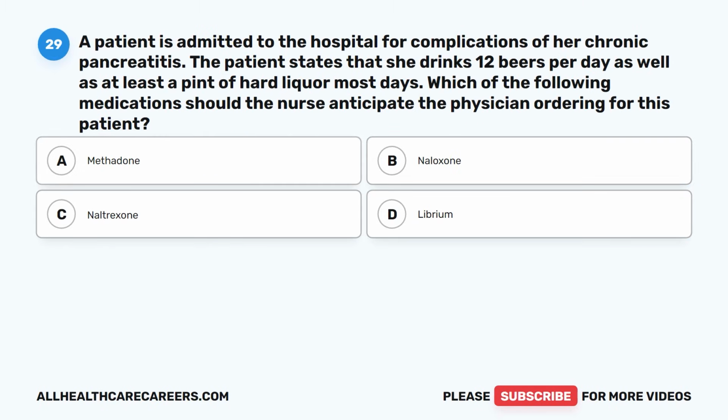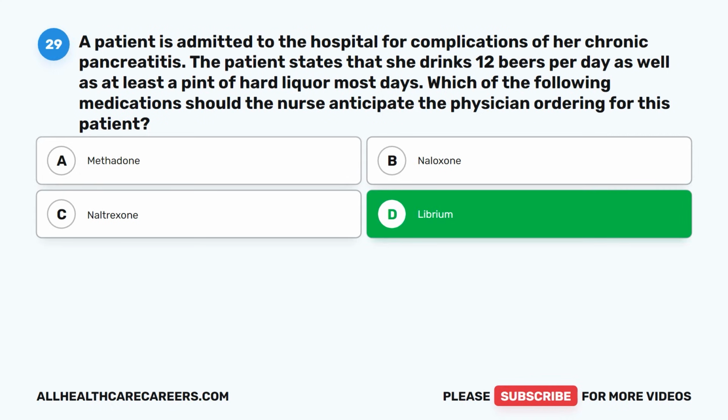Question 29. A patient is admitted to the hospital for complications of her chronic pancreatitis. The patient states that she drinks 12 beers per day, as well as at least a pint of hard liquor most days. Which of the following medications should the nurse anticipate the physician ordering for this patient? A. Methadone. B. Naloxone. C. Naltrexone. D. Librium. The correct answer is D.